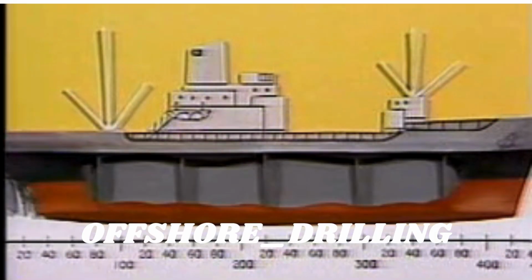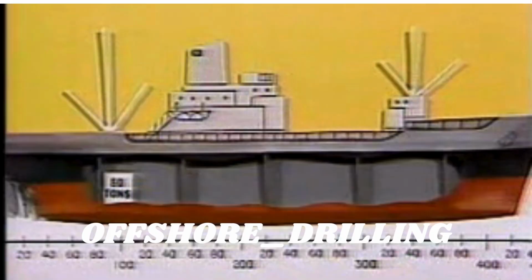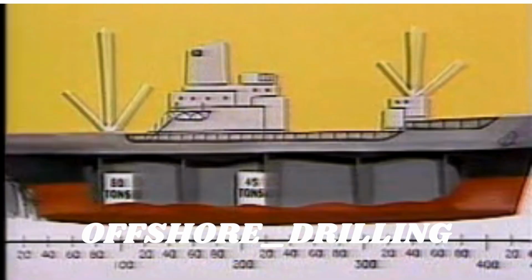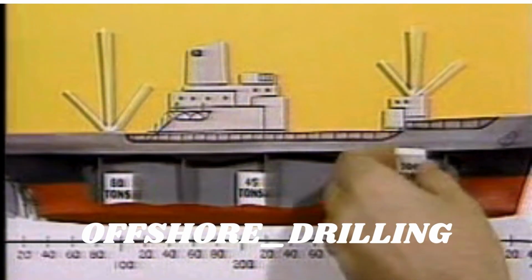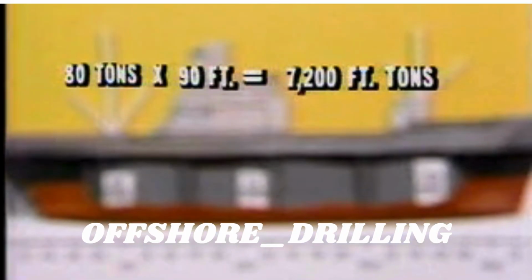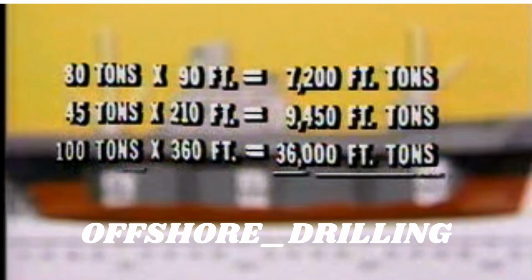As an example, take an empty ship and then load on it the following weights: 80 tons, 90 feet forward of the after perpendicular; 45 tons, 210 feet forward of the after perpendicular; and 100 tons, 360 feet forward of the after perpendicular. Multiplying each weight by its distance from the after perpendicular, we obtain longitudinal moments of 7,200, 9,450, and 36,000 foot-tons, respectively.